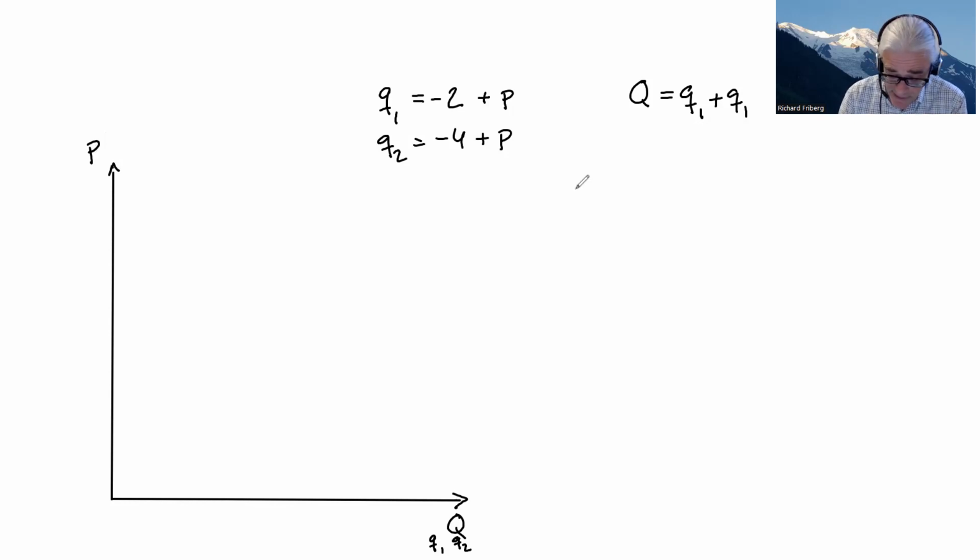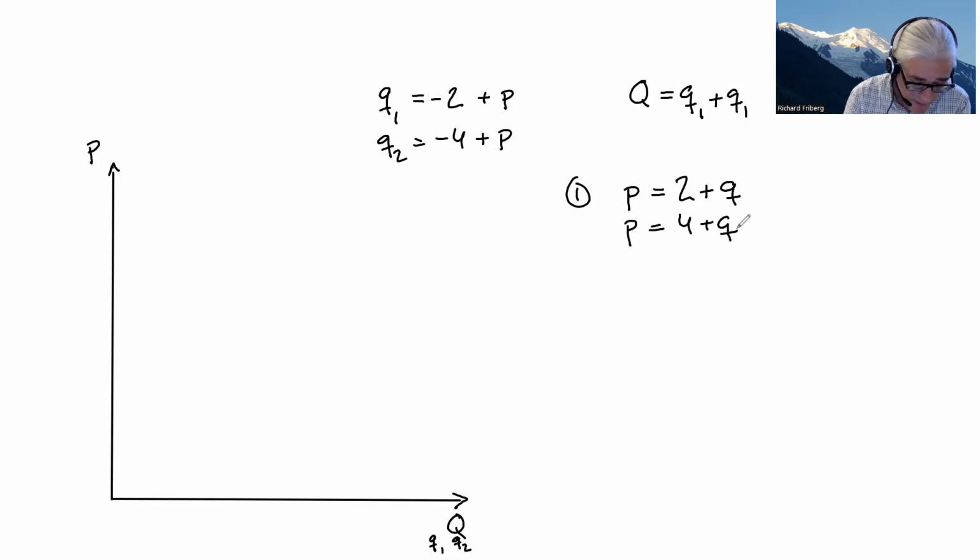So for drawing, the first stage is to rewrite the supply functions so that they are the inverse supply functions. So instead of having quantity as dependent on price, we have price as a function of quantity. So just reshuffling here, and in this case, it's quite simple. For firm one, it's 2 plus Q, and for firm two, it's 4 plus Q. And we can draw those in the diagram here.